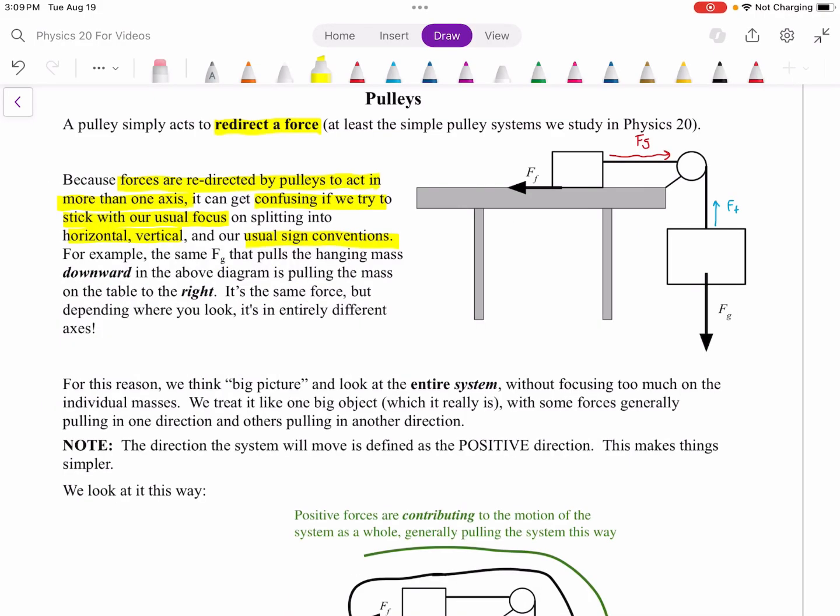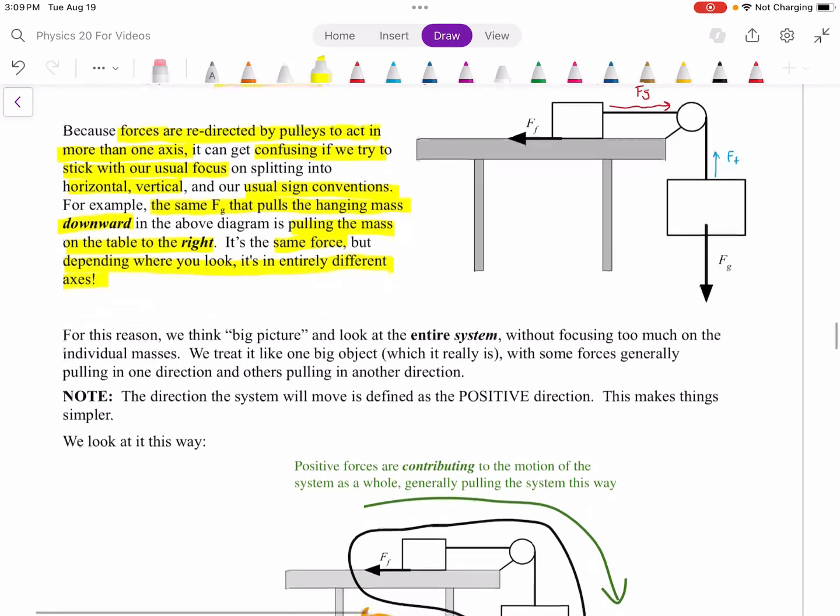Like we said, the same FG that pulls the hanging mass downward is pulling the mass on the table to the right. And it's the same force, but depending where you look, it's in an entirely different axis. So you might be thinking, oh boy, that's complicated. How are we going to analyze that? We actually have a nice way to not work around it, but to kind of zoom out and think big picture, which actually makes it not too bad to analyze.